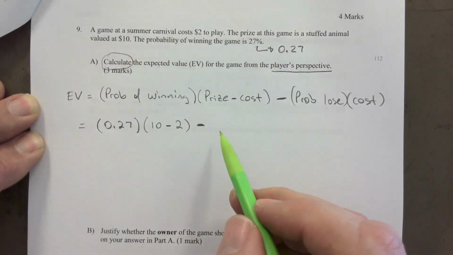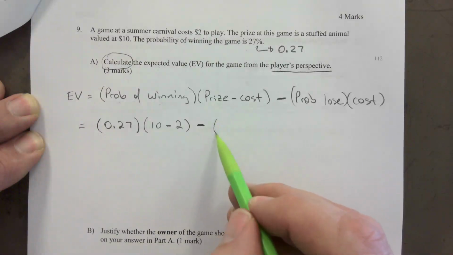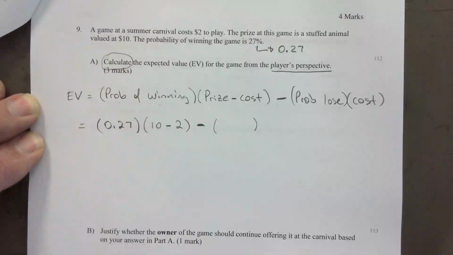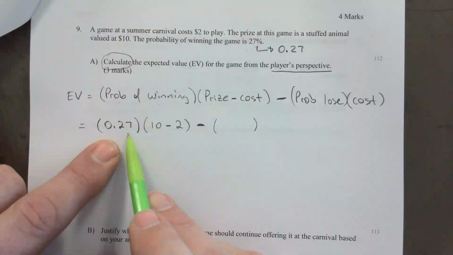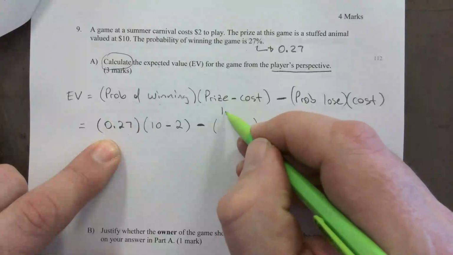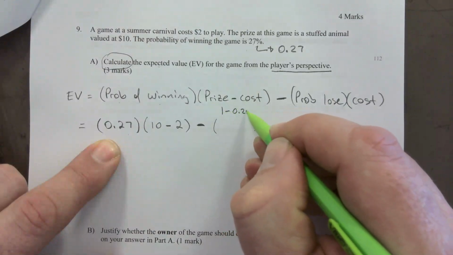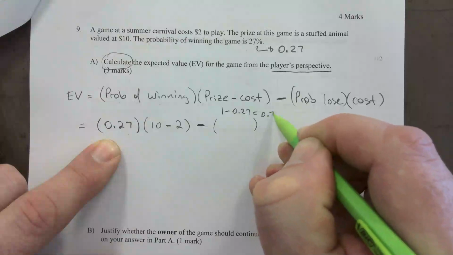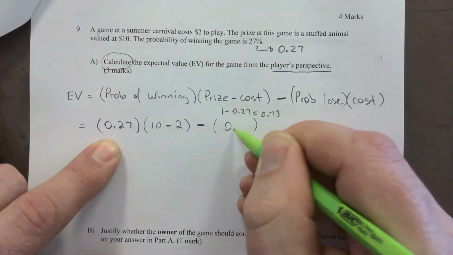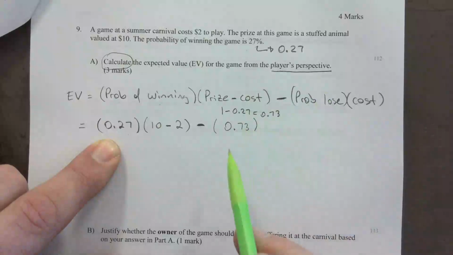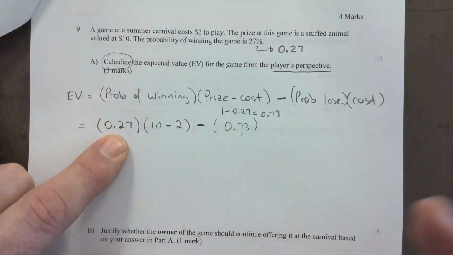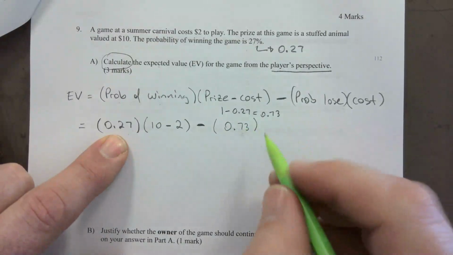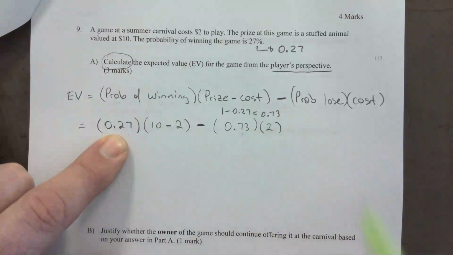Minus, what's the probability of losing here? What is it? 73? Yes, and I just want to make sure we understand why we took this away from 1. So 1 minus 0.27 is 0.73. So that's what goes in here. It's like 27% and 73%. These two add up to 100. Then we multiply that by 2.